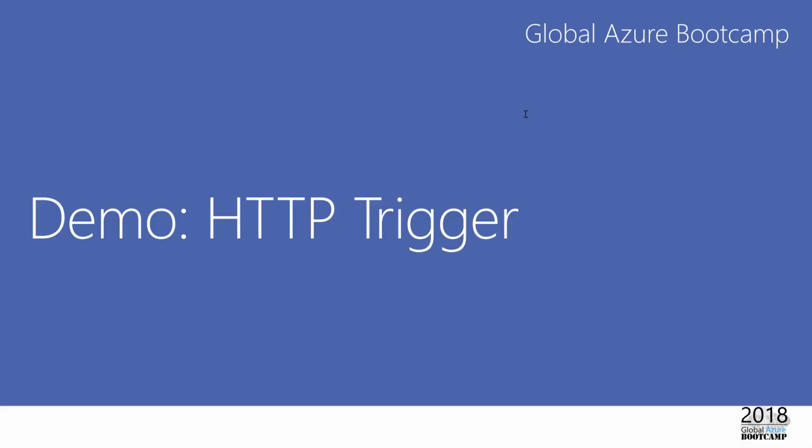Now, we just finished how HTTP trigger works in the Azure functions, right? Are there any questions so far? Okay, so let's move on.